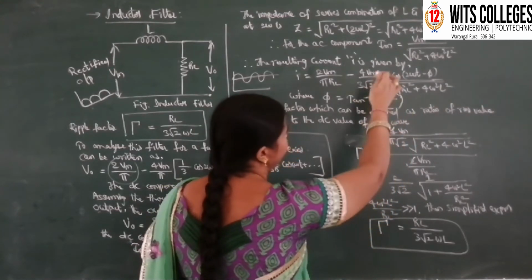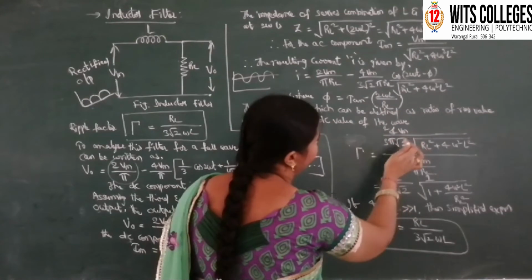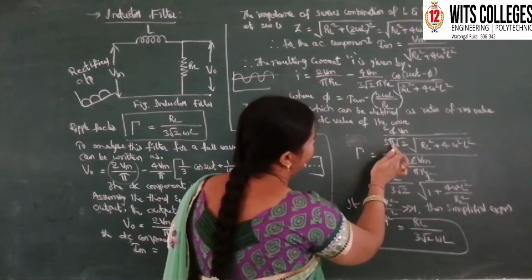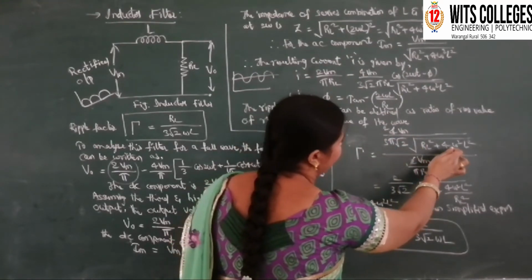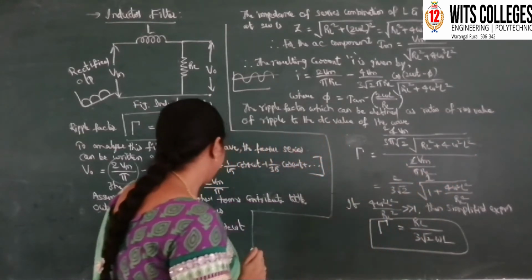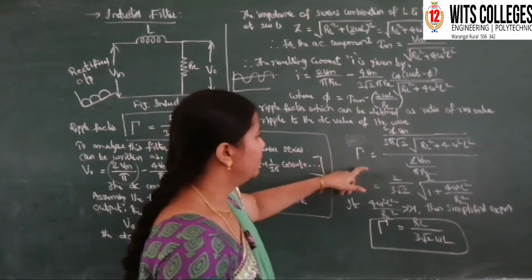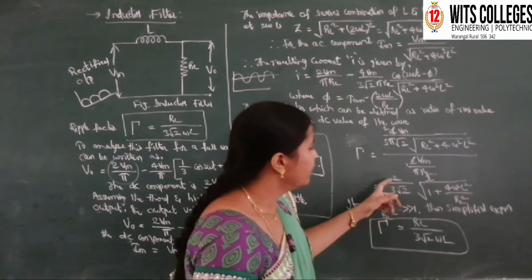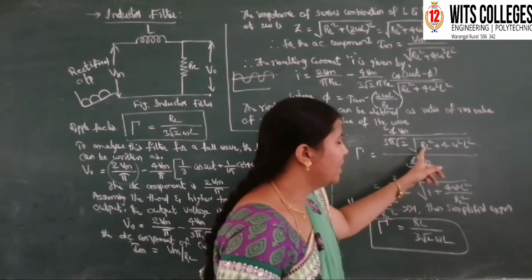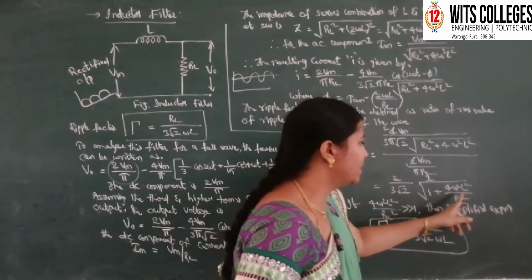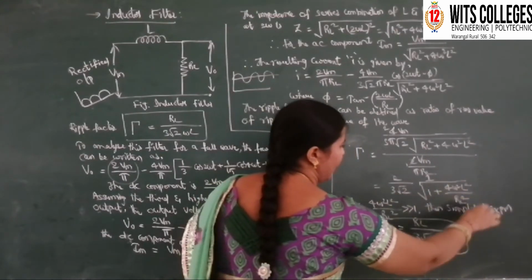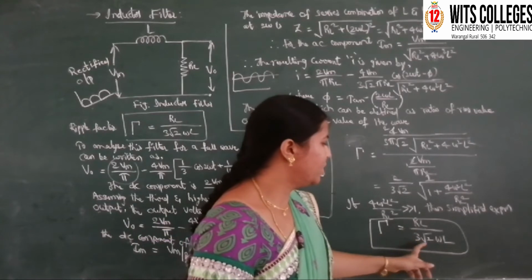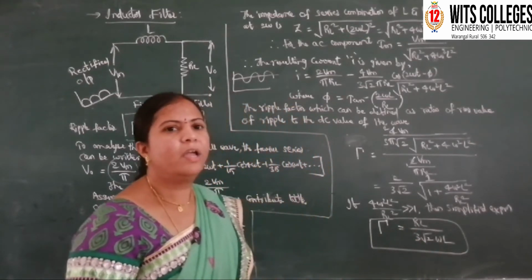So it is equal to 4 Vm by 3 pi root 2 under root RL square plus 4 omega square L square, divided by the Vdc value, 2 Vm by pi RL. If you neglect this term, you cancel the 2s, and if you solve this equation you will get 2 by 3 root 2 into 1 plus 4 omega square L square by RL square. This term is very low, so if you neglect it and simplify, you will get the ripple factor RL by 3 root 2 omega. So this is the ripple factor of the inductor filter.